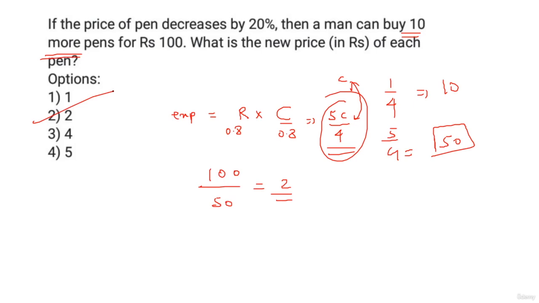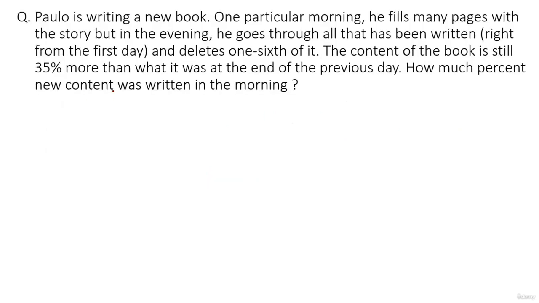Okay, let's go on to the next question now. Paulo is writing a new book. I'm very thrilled that he is. Let's see अब क्या निकल के आता है. One particular morning, he fills many pages with the story, but in the evening, he goes through all that has been written right from the first day and then deletes 1/6 of it. The content of the book is still 35% more than what it was at the end of the previous day. How much percent new content was written in the morning?